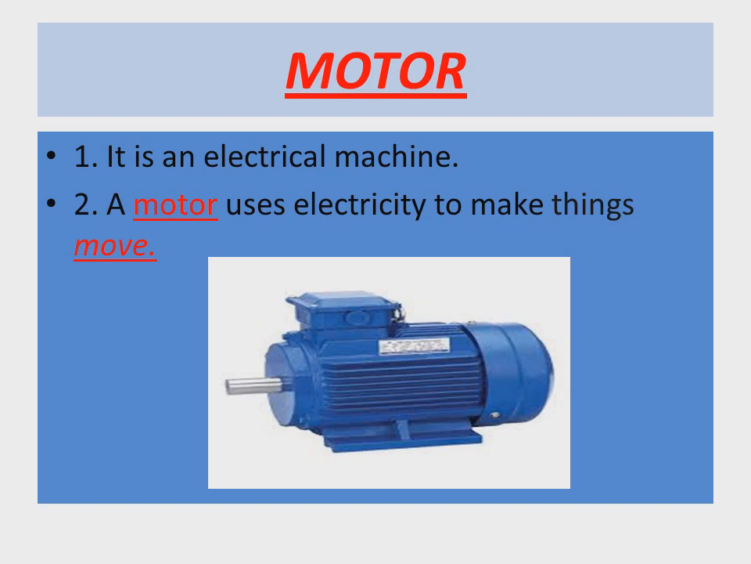On your screen you can see the picture of a motor. For your easiness, I will tell you, motor starts with the letter M, so M for motor, M for move. And for buzzer, the buzz sound is coming, so we use a buzzer to make sound, and a motor to make things move. Again I will repeat it. Motor, M-O-T-O-R, is an electrical machine, and a motor uses electricity to make things move.